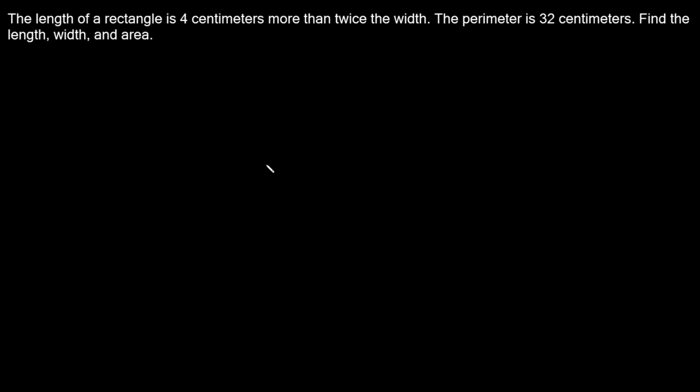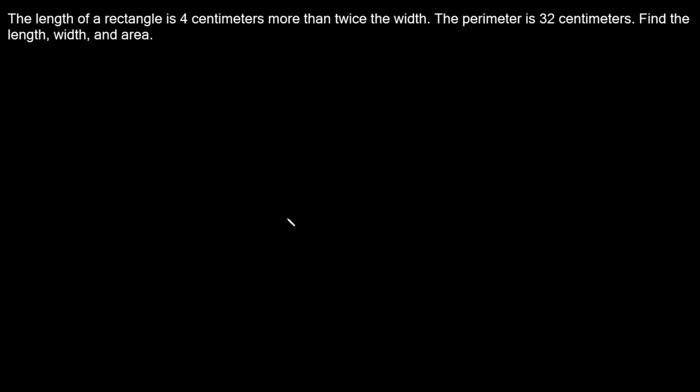So in this video, we're gonna go over a perimeter and area word problem. All right. So this problem says the length of a rectangle is 4 centimeters more than twice the width. Wow, that already sounds horrible. The perimeter is 32 centimeters. Find the length, width, and area.